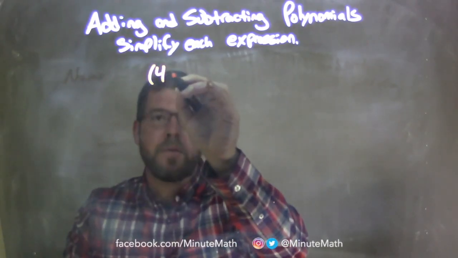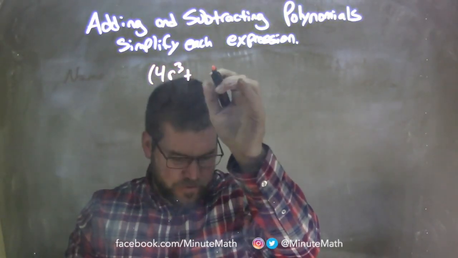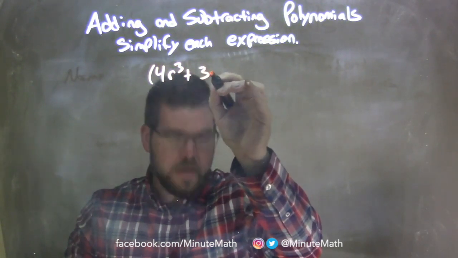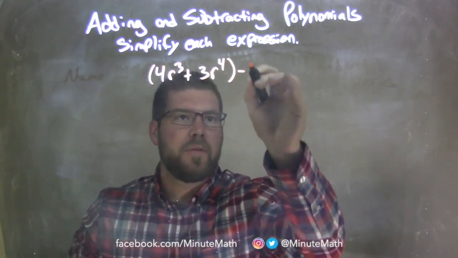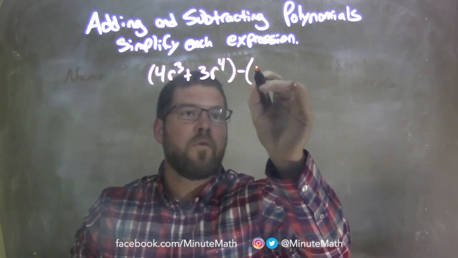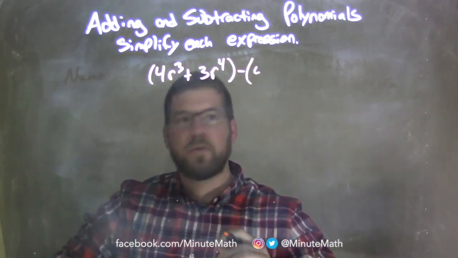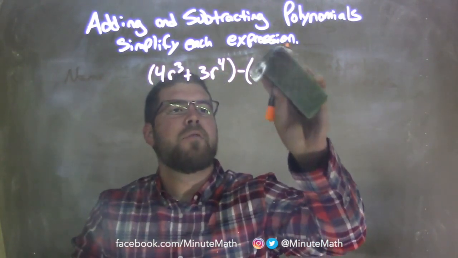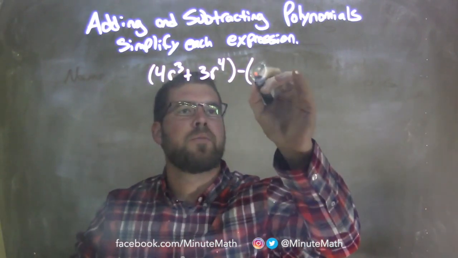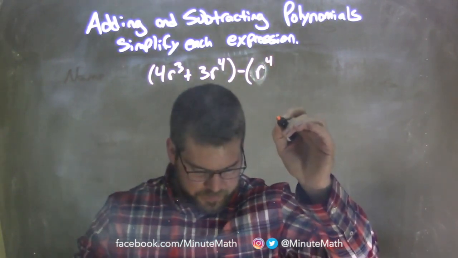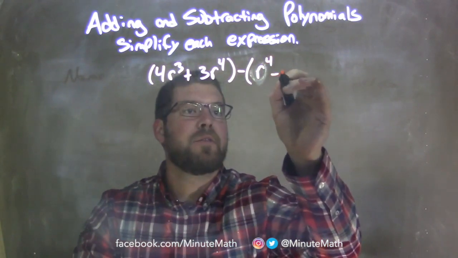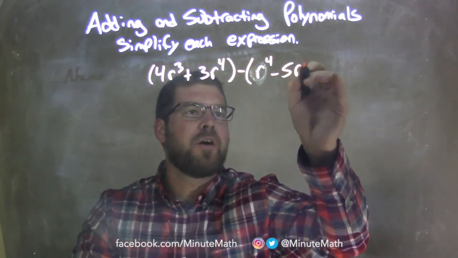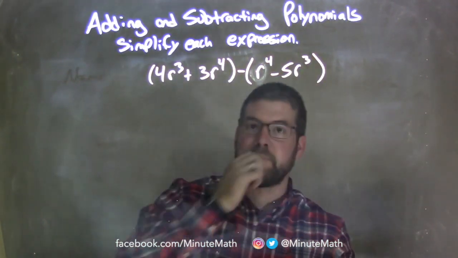4r to the third plus 3r to the fourth, close parentheses, parentheses again, minus just r to the fourth. Why did I put 4? I don't know why I put 4. Just r to the fourth. So r to the fourth minus 5r to the third. Okay.